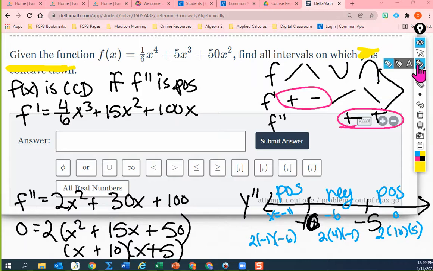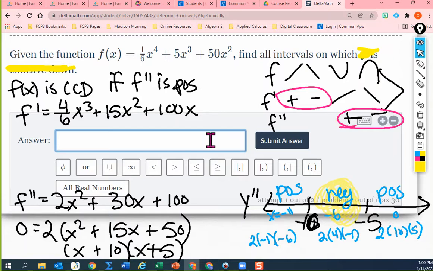Okay, what am I looking for? I was looking for this part here. Concave down when double prime is negative. Okay, so this is my answer: between negative 10 and negative 5.